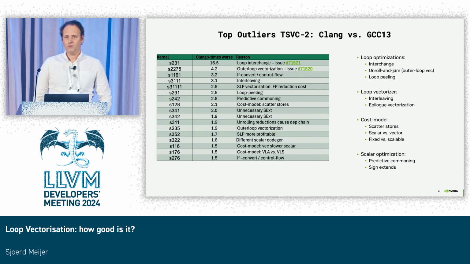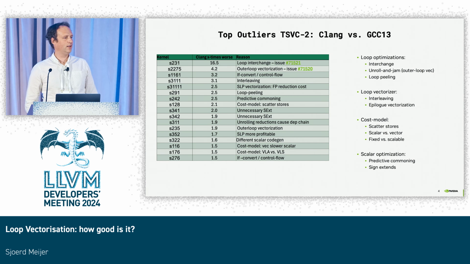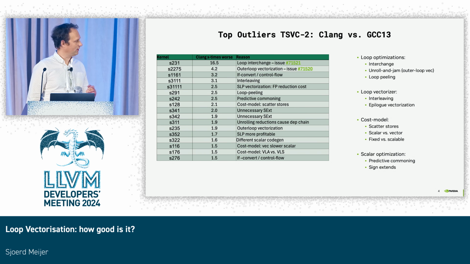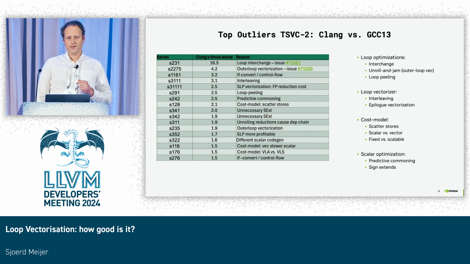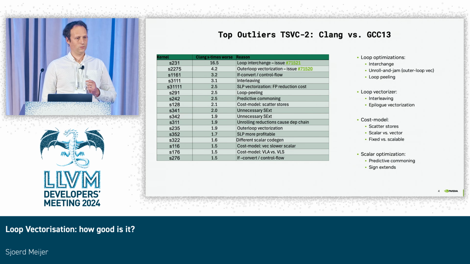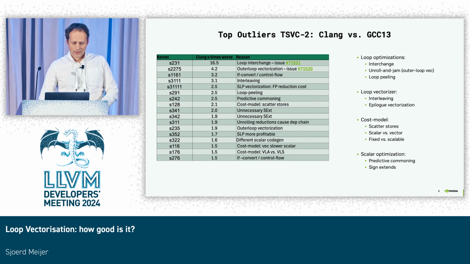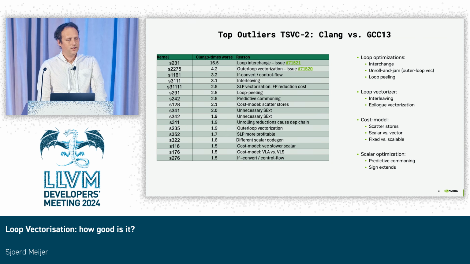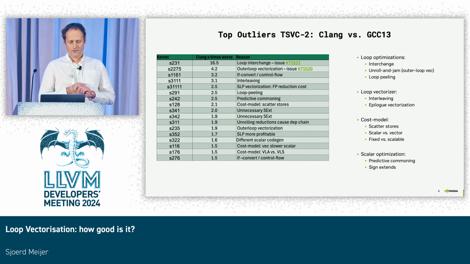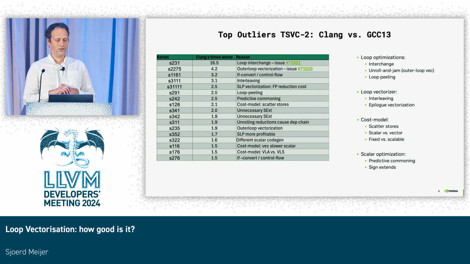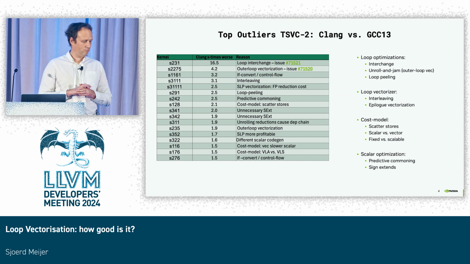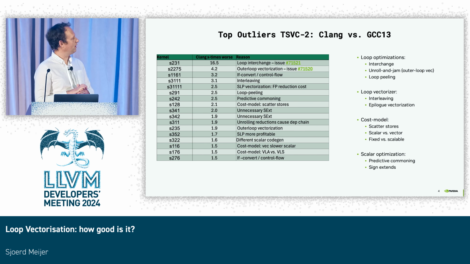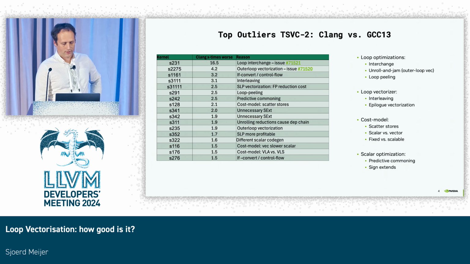With this data, we then created a short list, a list of top outliers. This again is Clang versus GCC13. We took all the cases that were at least 1.5 times worse with Clang. If we look at this, the top outlier is a 16x regression. The reason is that Clang is not doing loop interchange, which can enable vectorization. This is available in GCC, and it's not in Clang, which results in a 16x regression.